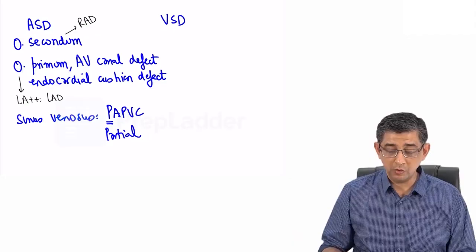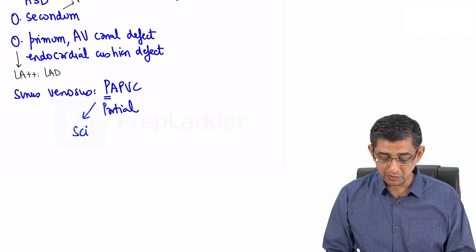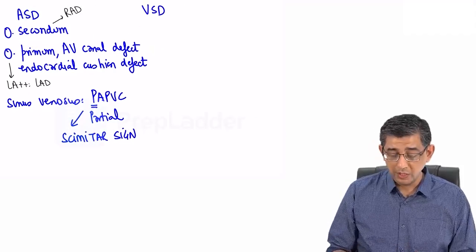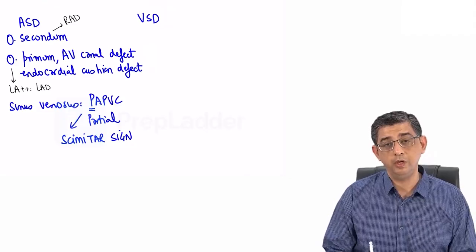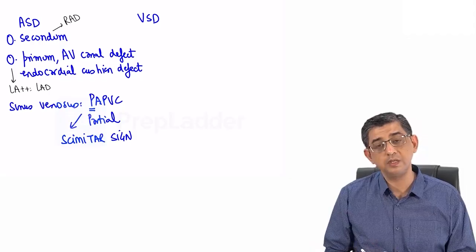The radiological finding is also different. In TAPVC, we always read about the figure of 8 appearance, but in PAPVC, you will always read about the Scimitar sign. In fact, for this Scimitar sign, you can even refer to the radiology component. So you can see that in the exam, he'll try to link up the embryology aspects with axis deviation or with the radiological sign.